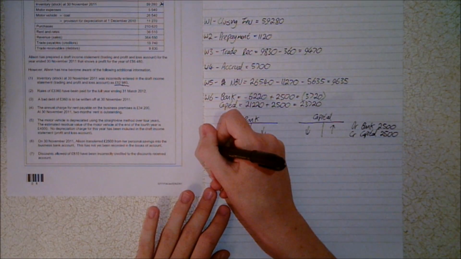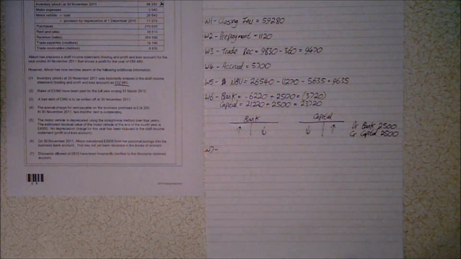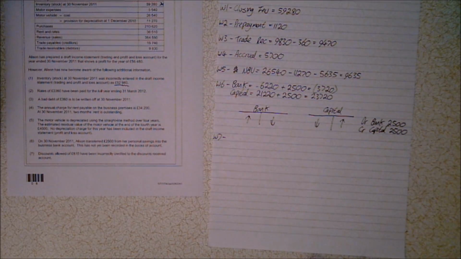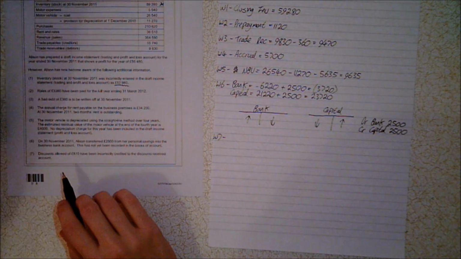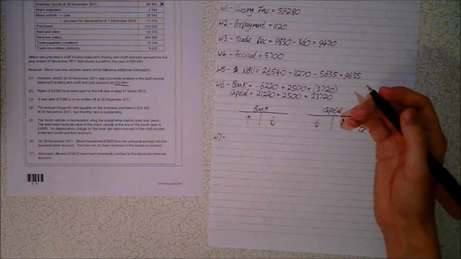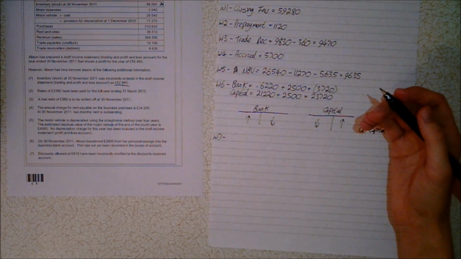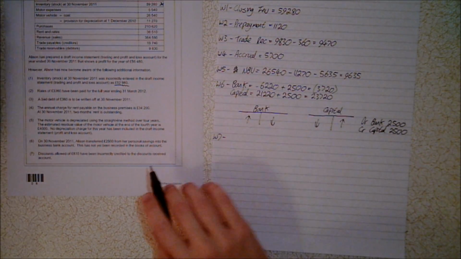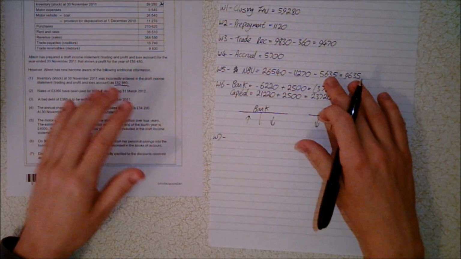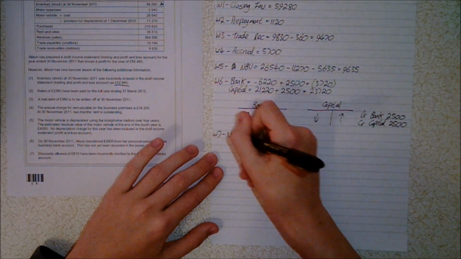So anyway, moving back on to the actual question I should be answering. W7. Well, discount allowed, that's to do with sales, isn't it? Which goes into our income statement. How much discount we've allowed. So it's an expense, isn't it, in a sense? It goes in our expenses section. Discount received, that's an other income we add to our gross profit. So that's going to have no effect.